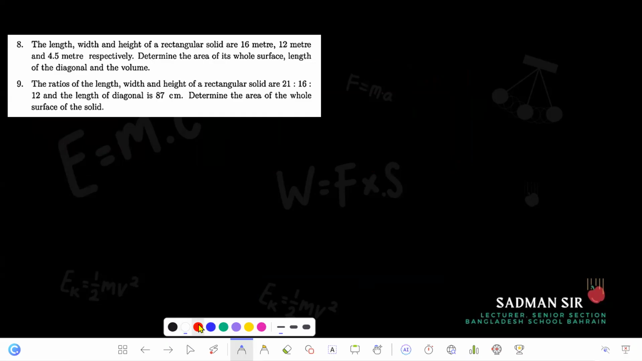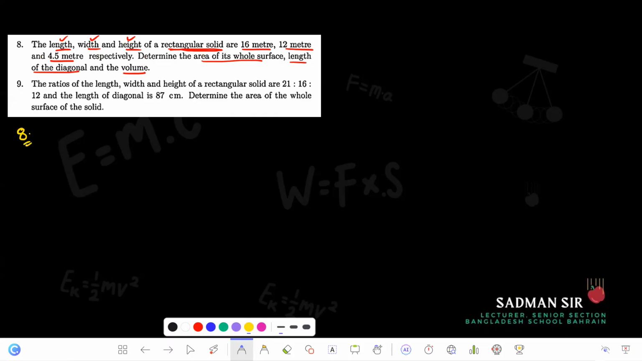In problem number 8, let us go through the question. The length, width, and height of a rectangular solid, all the three parameters that we needed to know, are given as 16 meter, 12 meter, and 4.5 meter respectively. Determine the area of its whole surface. We know the formula, length of the diagonal, we know, volume, we know. So we just have to write the formula and replace the values.